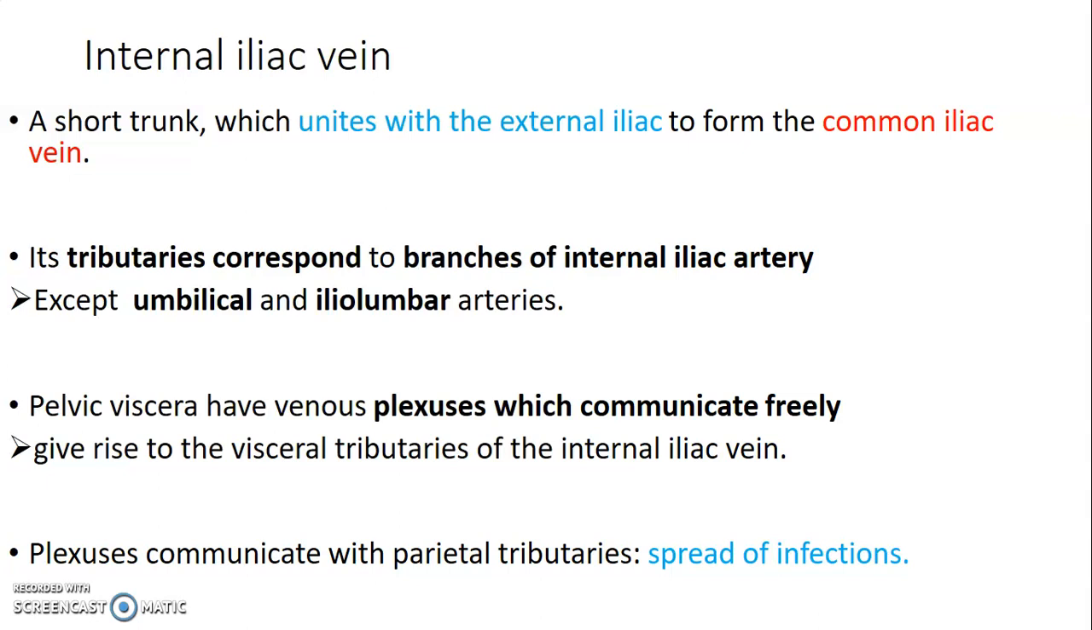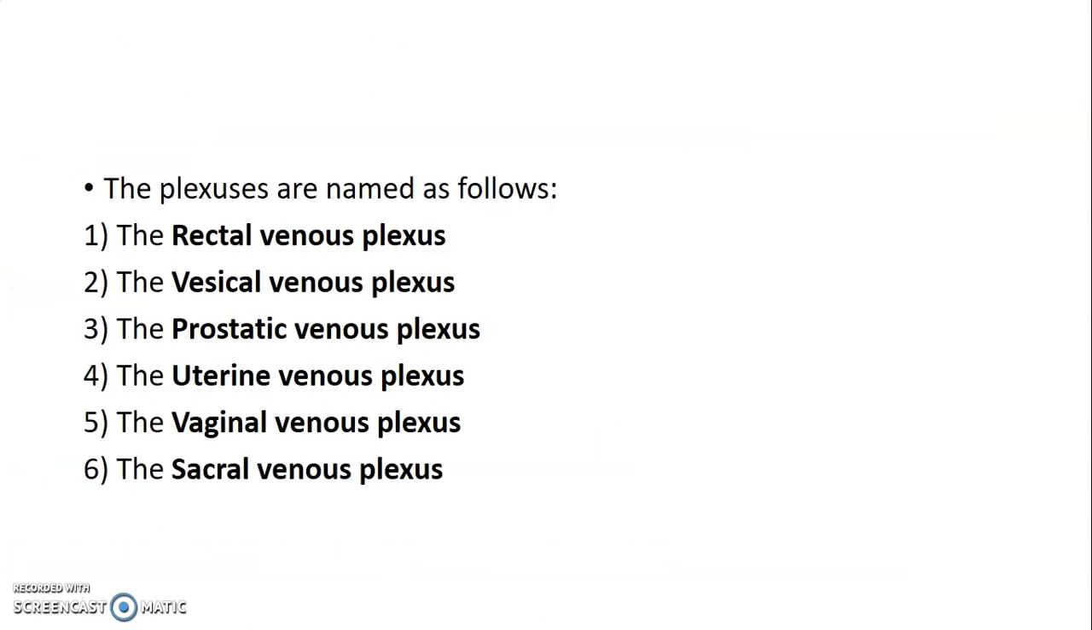Internal iliac vein is a short trunk that unites with the external iliac to form the common iliac vein. Its tributaries correspond with the branches of the internal iliac artery, except the umbilical and iliolumbar arteries. The pelvic viscera have venous plexuses which communicate freely, and these give visceral tributaries of the internal iliac vein. The plexuses communicate with the parietal tributaries, and this explains the spread of infection. So we have different plexuses: the rectal, vesical, prostatic, uterine, vaginal, and sacral venous plexuses.